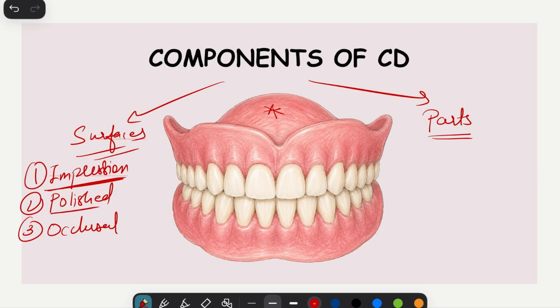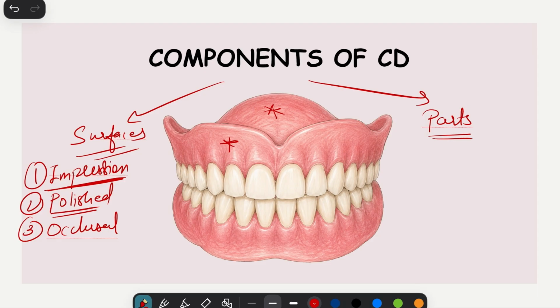Then we have the polished surface. So this shiny surface that you are able to see here is the polished surface. That portion of a surface of a denture which extends in an occlusal direction from the border of the denture and includes the palatal surface. It is the part of the denture base which is usually polished, and it includes the buccal and lingual surface of the teeth. So, this surface should be well polished and smooth to avoid collection of food debris.